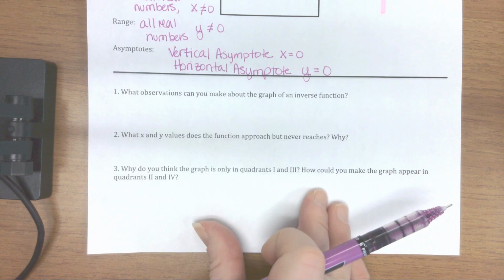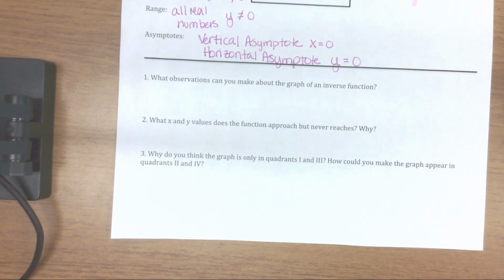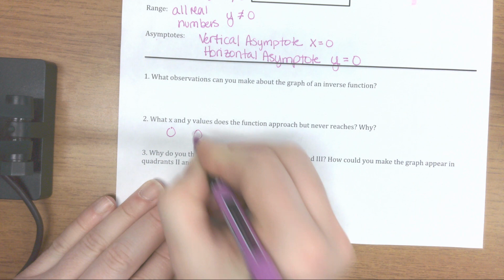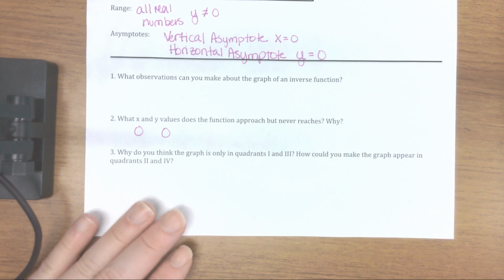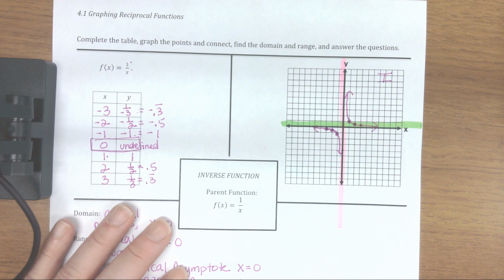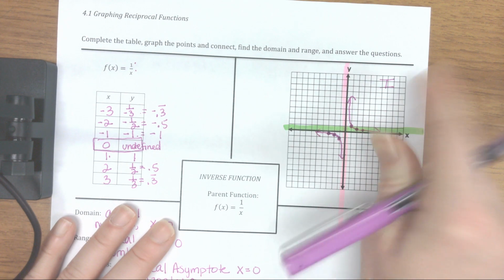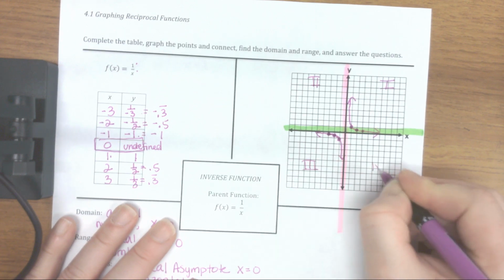Number 2, to summarize, what are the x and y values that the function approaches but never reaches? What did we say? 0. Both are 0. And then a question for you. Do you guys know what quadrants are? This is quadrant 1. I'm going to write them with Roman numerals. This is 1, and then we go counterclockwise. This is 2, and this is 3, and this is 4.